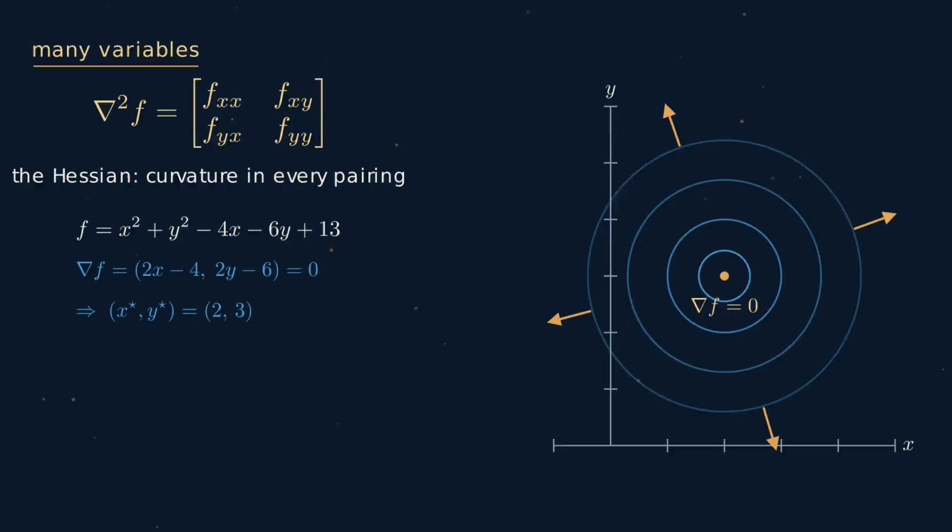x squared plus y squared minus 4x minus 6y plus 13. The gradient is 2x minus 4 and 2y minus 6. Both vanish at the point (2, 3). And the Hessian is 2 along the diagonal, nothing anywhere else. The same at every single point, and unmistakably a ball. So the minimum value is exactly 0.